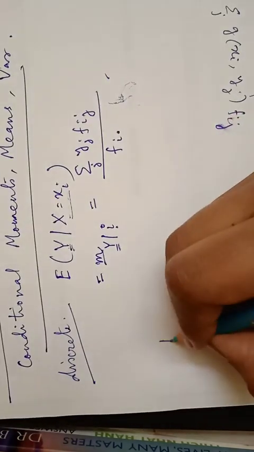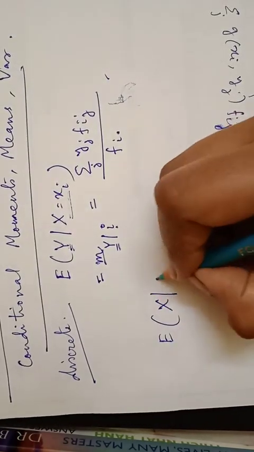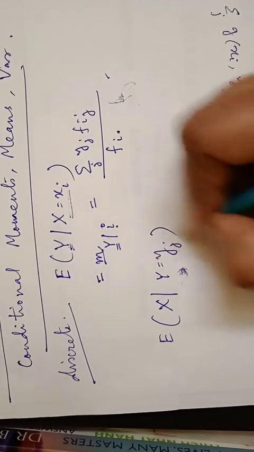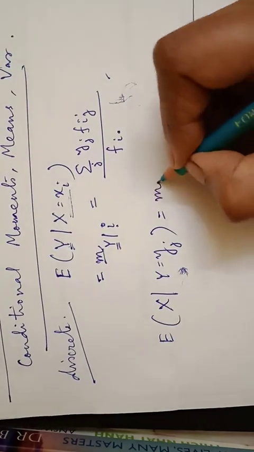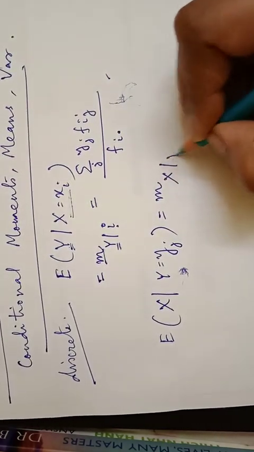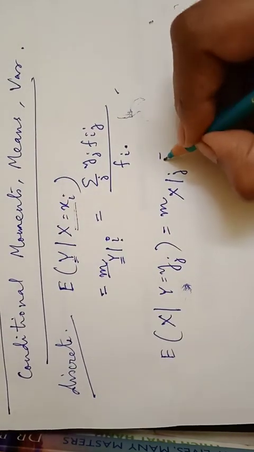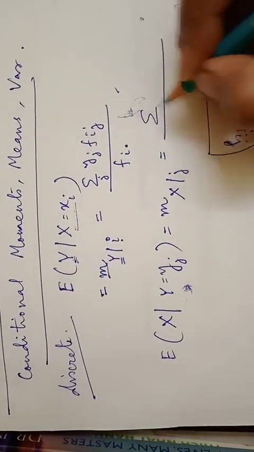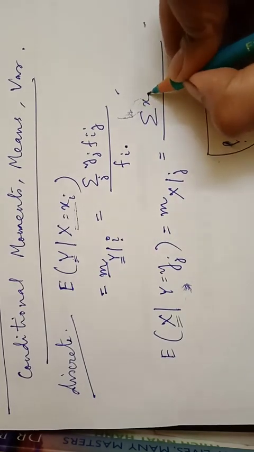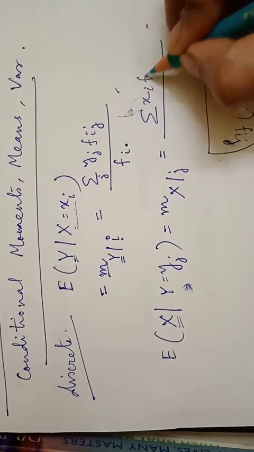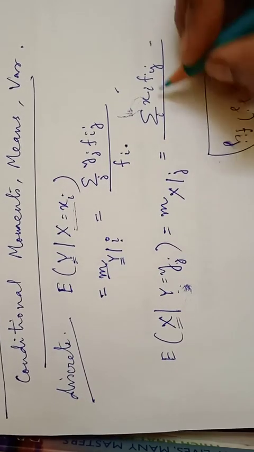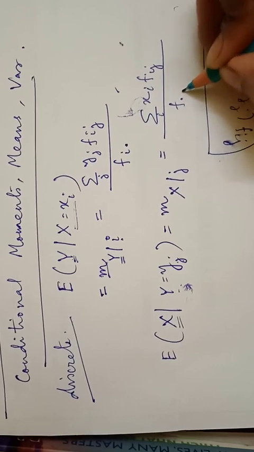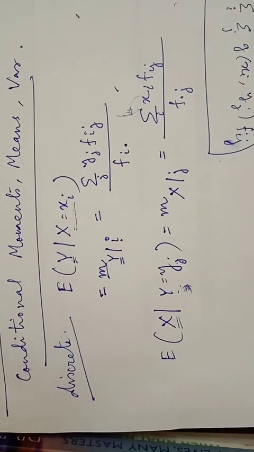Similarly, you can say expectation of x when y equals to yj has already occurred. This can be denoted by m_x|j, right? And its formula will be summation over i of xi f of ij divided by f of dot j, where y equals to yj has already occurred. Okay, this is for the discrete case.